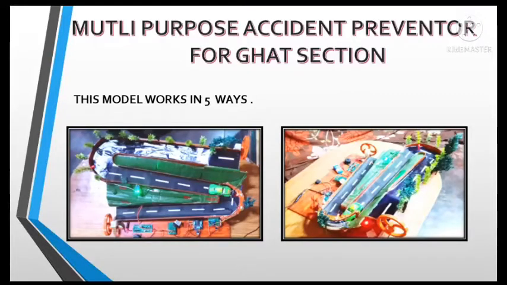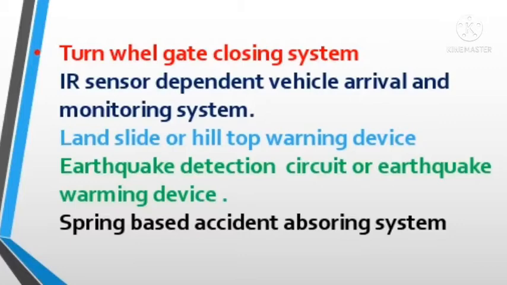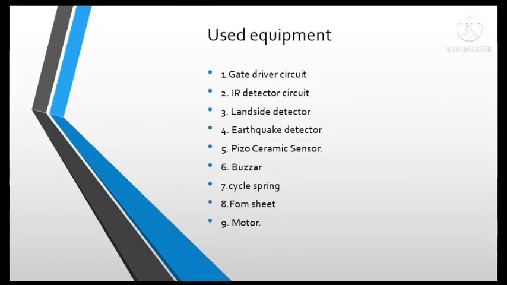This model comes under 5 views. First one, turn wheel gate closing system. Second one, IR sensor dependent vehicle arrival and monitoring system. Third one, landslide or hilltop warning device. Fourth one, earthquake detection circuit or earthquake warning device. Fifth one, spring based accident absorbing system. Used equipment: gate driver circuit, IR detector circuit, landslide detector, earthquake detector, piezoceramic sensor, buzzer, cycle spring, foam sheet, motor.